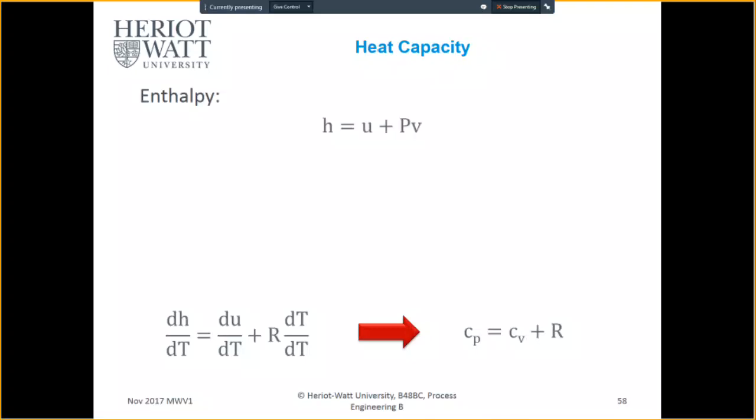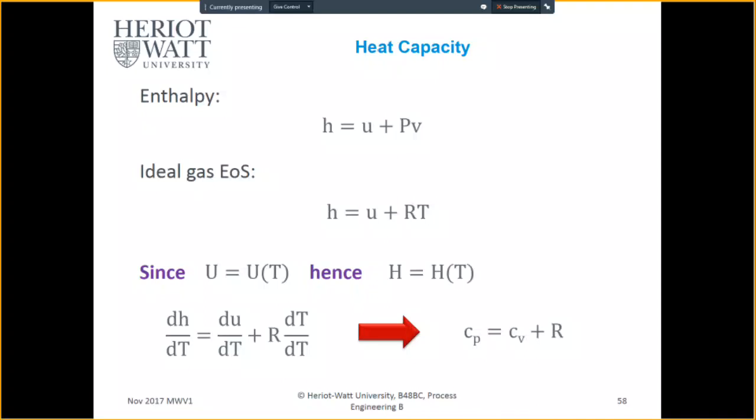Hence, your enthalpy is U plus PV. And using your ideal gas equation of state, you have H equals U plus RT. And hence, your internal energy is related to temperature, and your enthalpy is also related to temperature. So dH over dT equals dU over dT plus R dT over dT. And Cp equals Cv plus R. So you can calculate the universal constant if you have Cp and Cv. So that's one of the ways. That's basically how they originally calculated it.